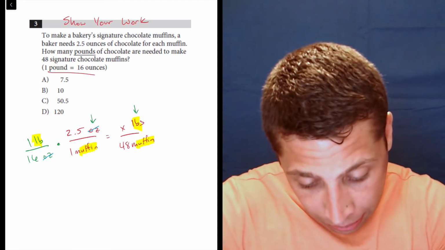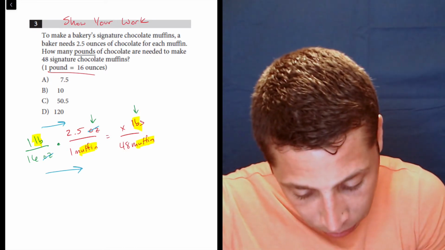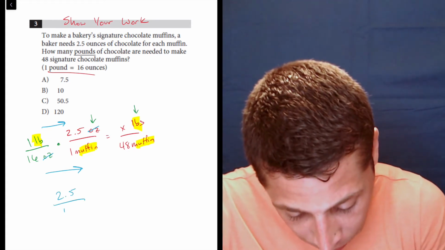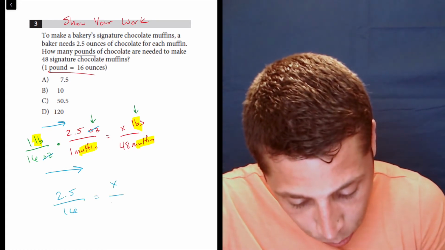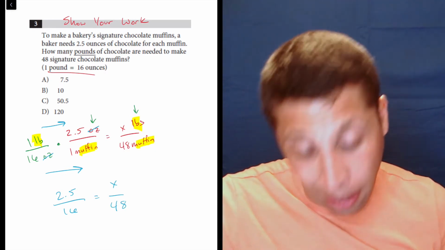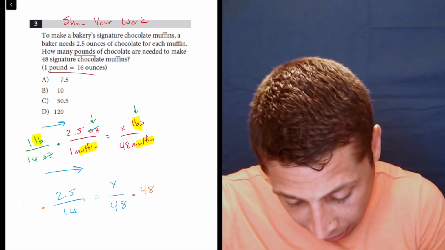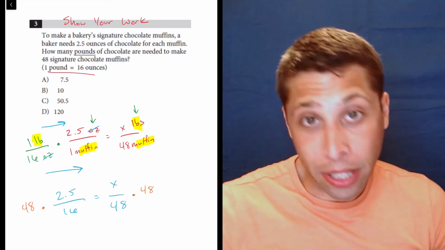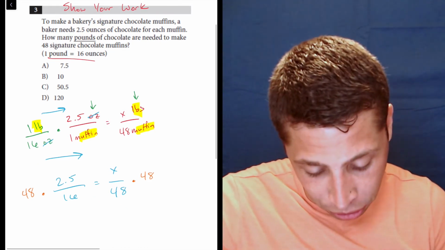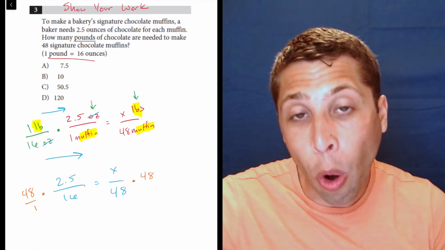Once we do that, we can clean this up just by doing some simple arithmetic. So we do 1 times 2.5 and 16 times 1. You don't need a calculator for that. 2.5 over 16 is equal to x over 48. And now a lot of people cross multiply here. We don't really need to. We can just multiply by 48 on both sides. And with the calculator, this isn't so bad, but I am going to do part of it without the calculator just to remind us that when we have fractions being multiplied, we can always reduce first.